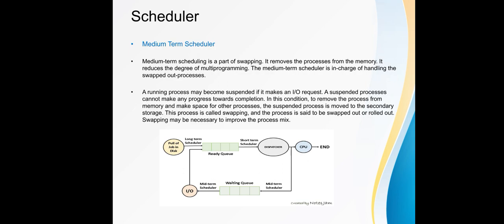The middle term scheduler requires an extra swapper or extra data structure for swap in and swap out. So middle term schedulers are also not much preferred by multi-programming operating systems. Some limited multi-programming operating systems use a middle term scheduler. Most operating systems use a short term scheduler.